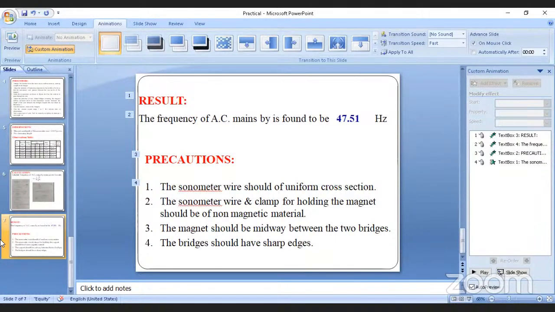Precautions. The sonometer wire should have uniform cross section. The sonometer wire and clamp holding the magnet should be of non-magnetic materials. Third, the magnet should be midway between the bridges, and fourth, the bridges should have sharp edges. Thank you, sir.